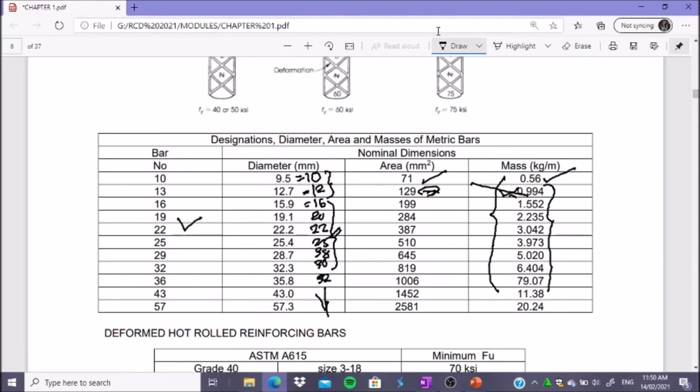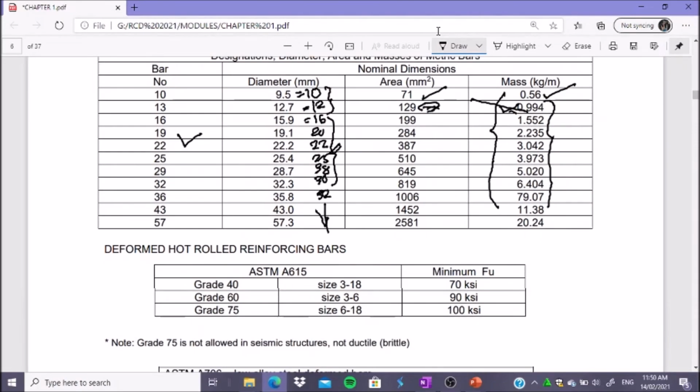Okay. Then we have the deformed hot rolled reinforcing bars, mga mayroon yung required number na yung ASTM. Ano yung ASTM? American Society for Testing Material. Okay, testing material. Napapansin niyo, meron tayo ACI.